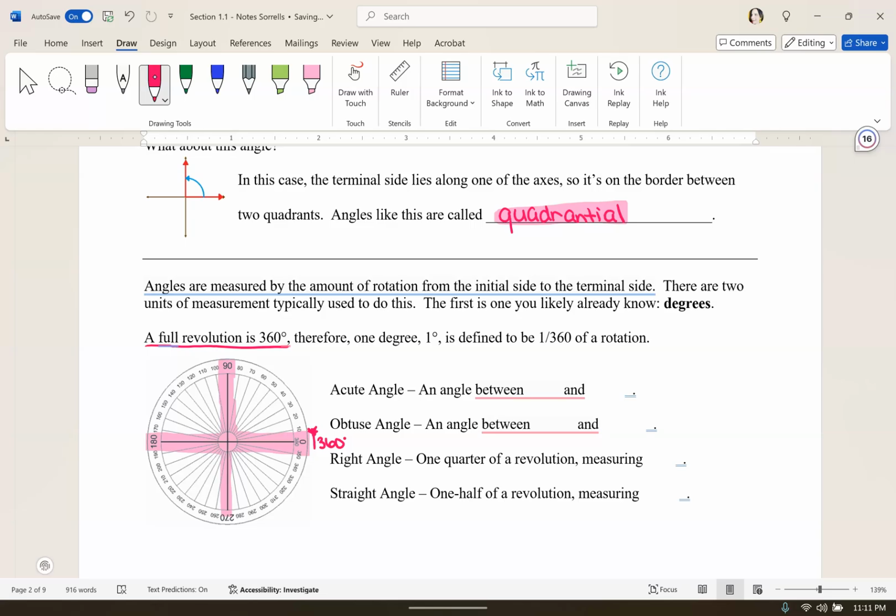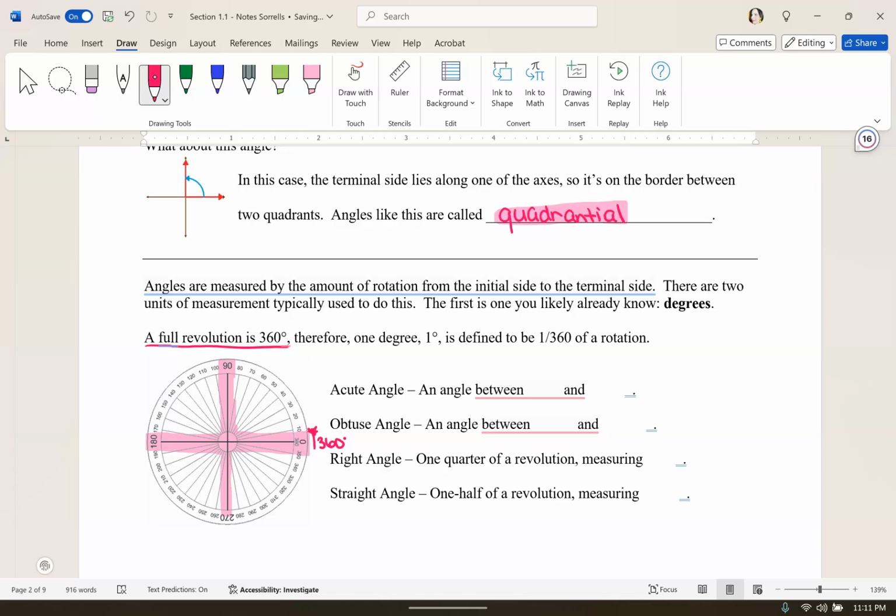There are 2 units of measurement typically to do this. The first one you already know, which is degrees. So I want you to kind of see how the circle is kind of broken up, okay? Therefore, 1 degree is defined to be 1 out of 360 of a rotation, okay?